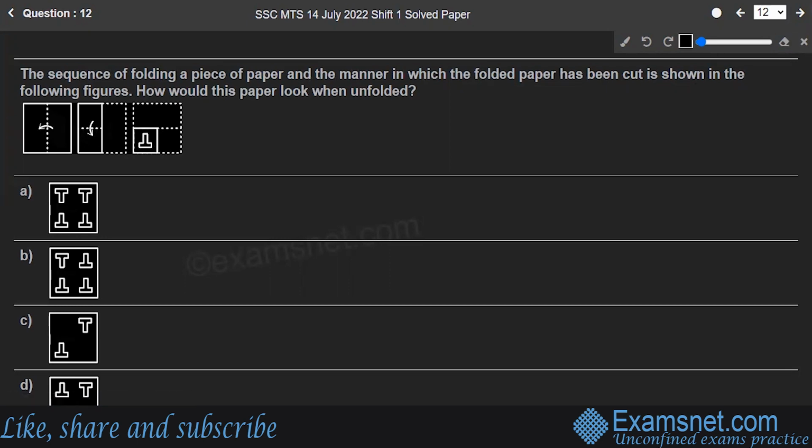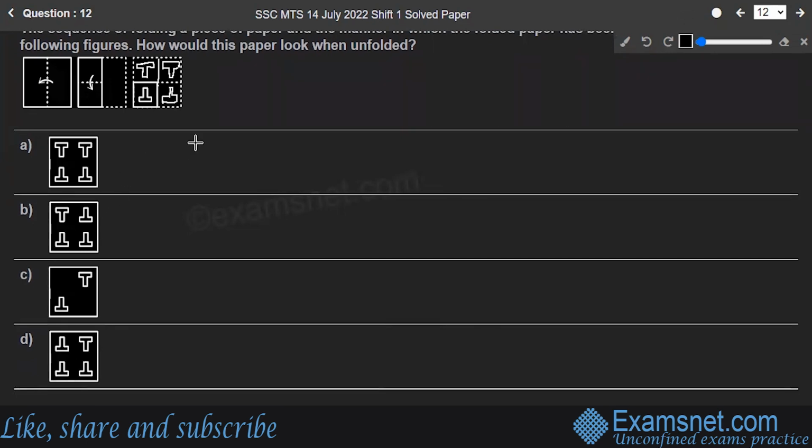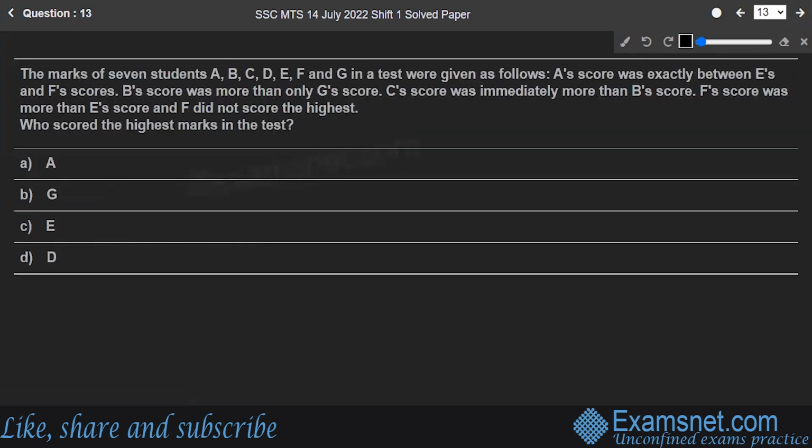When you unfold it, it will look something like this. And then you have something like this, and then something like this over here. Now let's check. I know my T shapes are not so proper, but you got the logic, right? It exactly matches with option A. B, C, and D have different orientation and a different number of letters. So option A is the correct answer to the question. Hope you are clear. Next is question number 13.